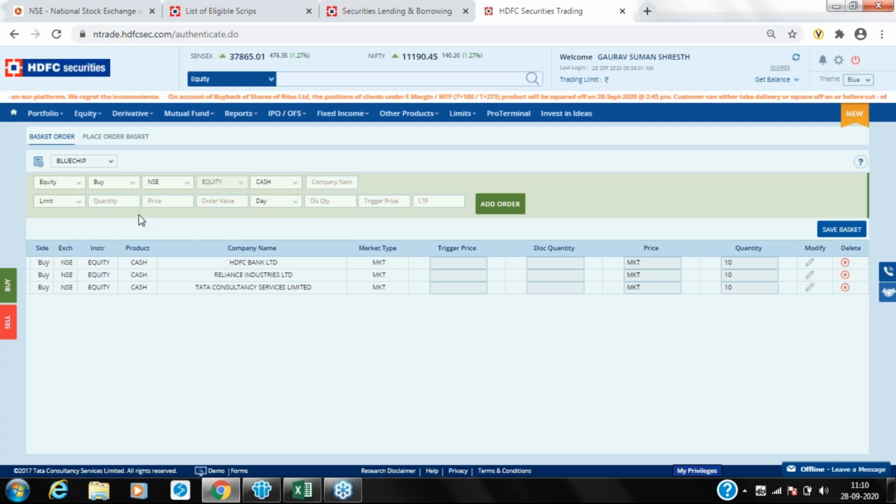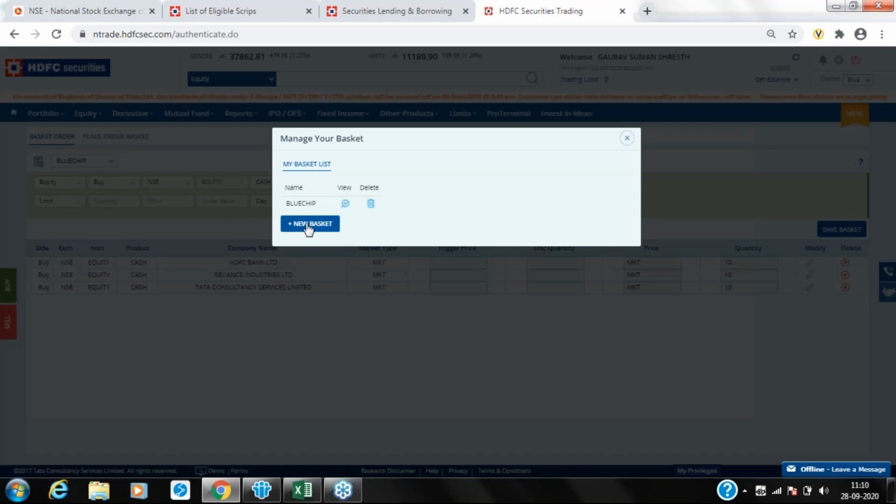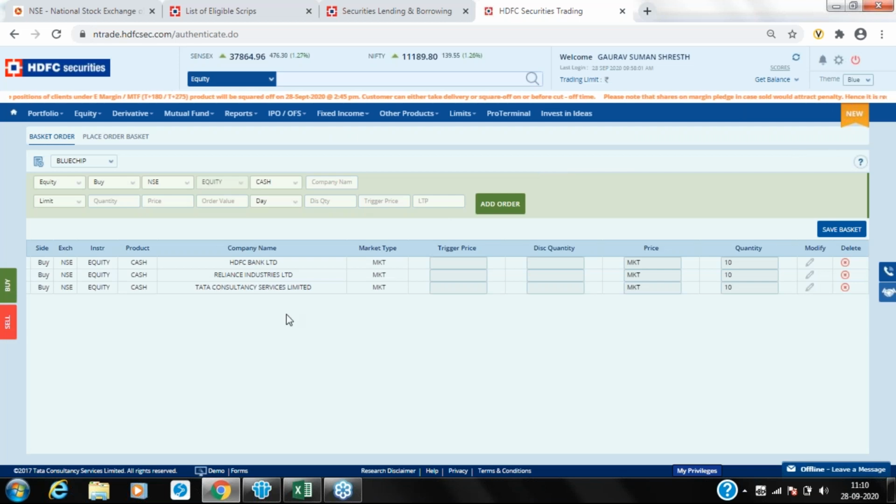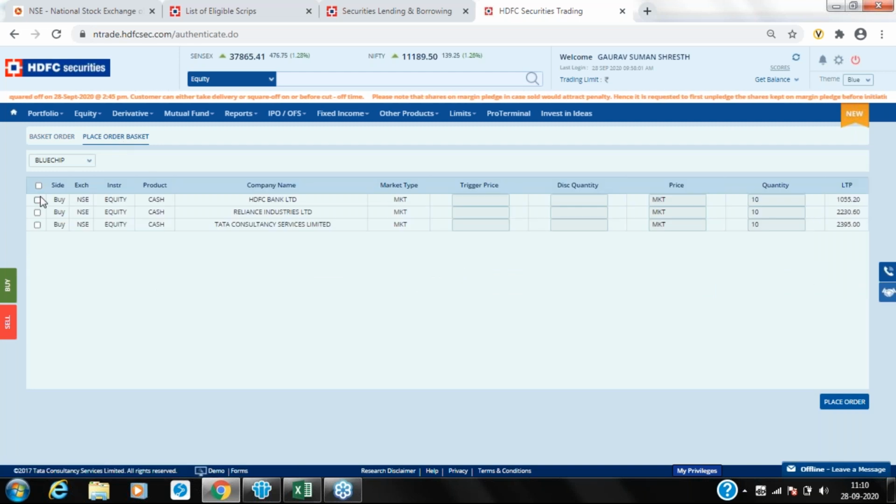It's very simple. You can just click on manage basket, click on new basket, give a name, then add a stock, and a new basket will be created. Once your new basket has been created, go to the place order basket, select the particular orders that you want to execute in the basket order, or select all the orders and click on the place button. So all the orders will go through in one go.